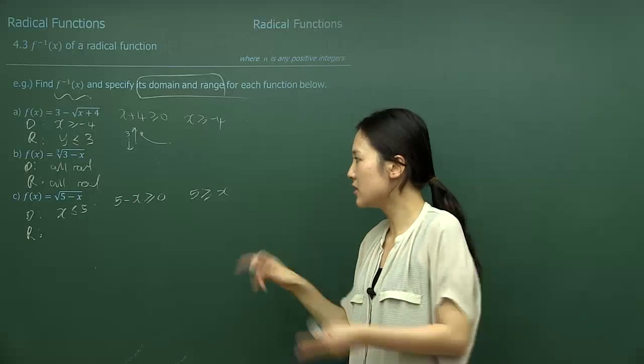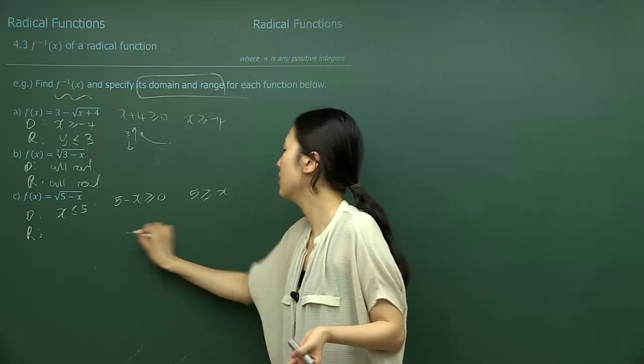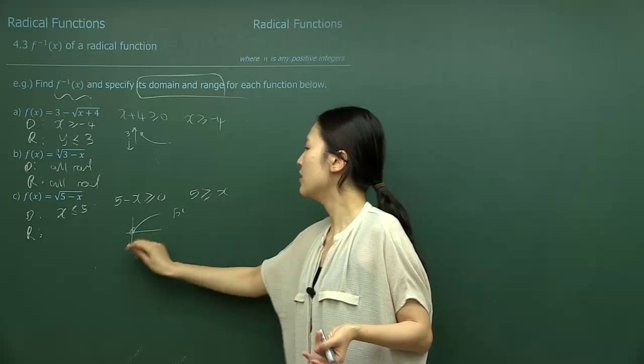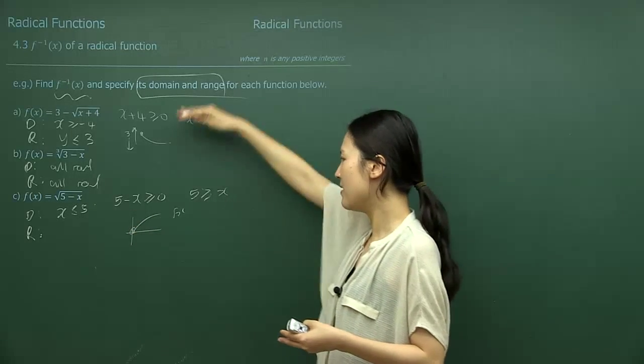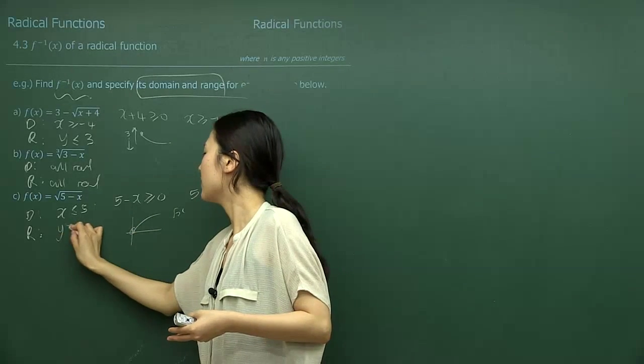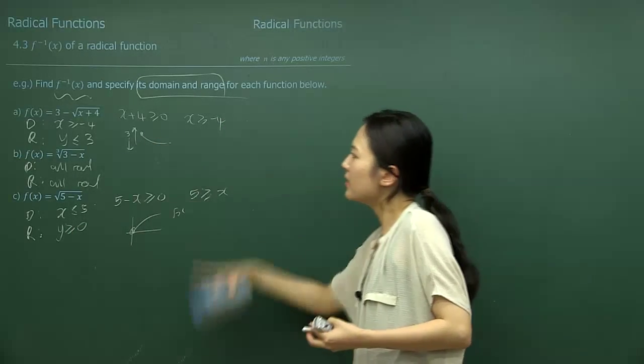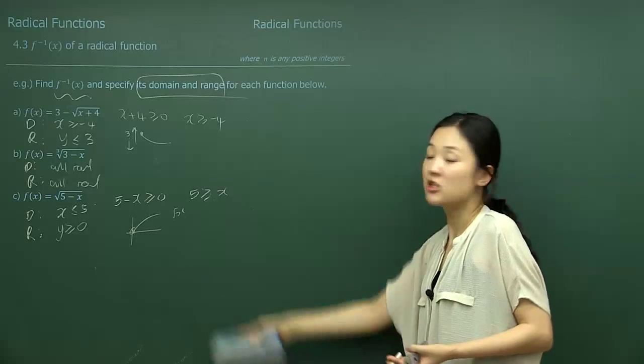Well, the range is the same as usual. What usual? This is the usual square root of x graph, right? So it will still start from 0 and forward, so it will be y greater than or equal to 0. Okay, so these are the domain and the range of each function.